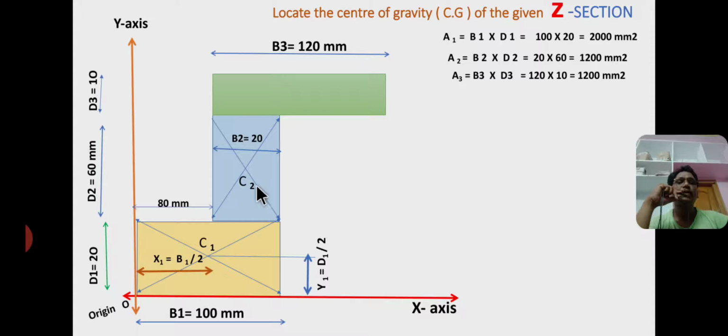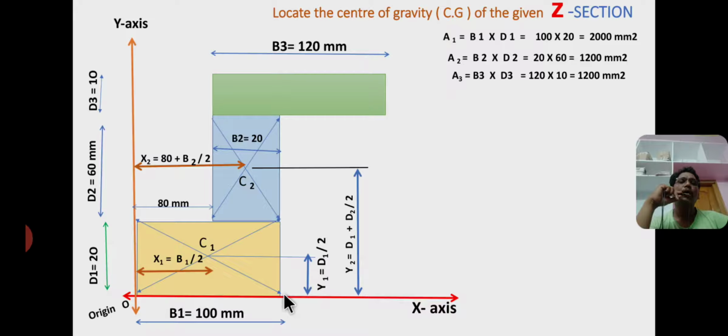Similarly I am drawing the diagonal lines for section 2. C2 is the centroid of a second rectangle. The centroid lies at a distance of x2 from y-axis and y2 from x-axis. Here you have to consider the gap 80 mm plus half of the base, that is b2 by 2. So gap 80 mm plus b2 by 2 is the value of x2, and y2 equal to half of the height of a second rectangle plus height of a bottom rectangle, that is d1 plus d2 by 2. From here to here height is d1, and from here to here half of the height, that is d2 by 2.